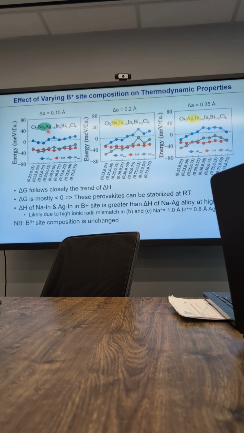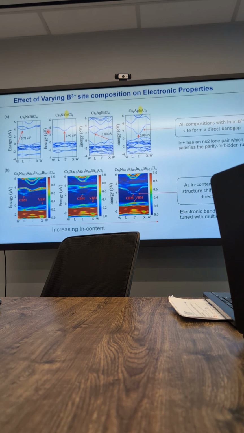Okay. And so here, again, they have these different alloys that they put together, and then they study the band gaps, right? And so here you'd see this has an indirect band gap, the conduction band minimum and the valence band maximum are not overlapping. Here they overlap, here they don't overlap, here they overlap.